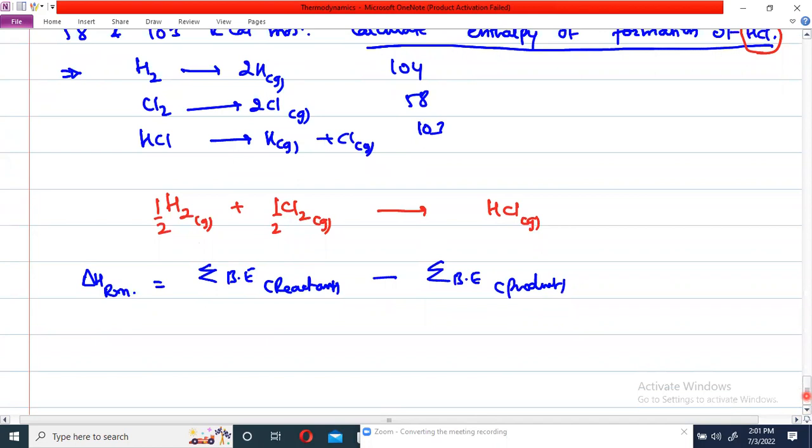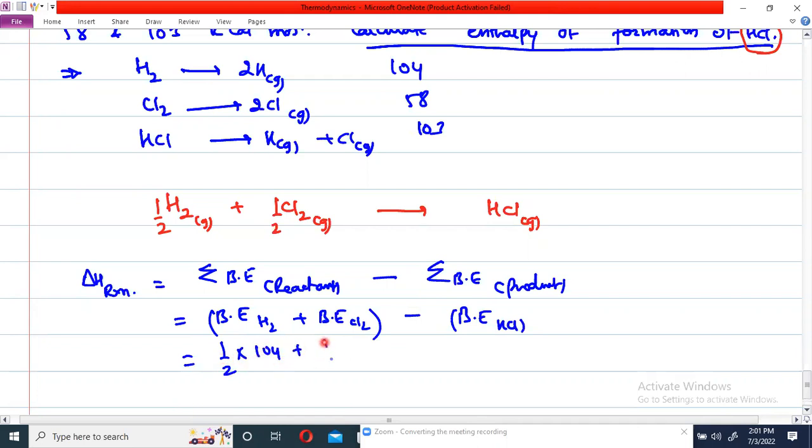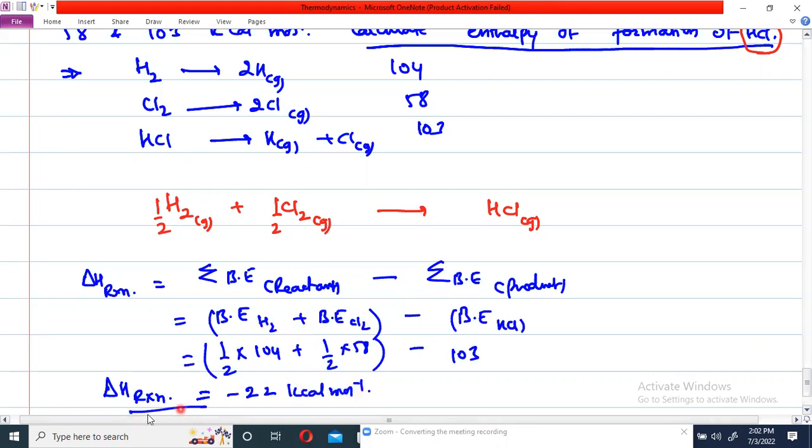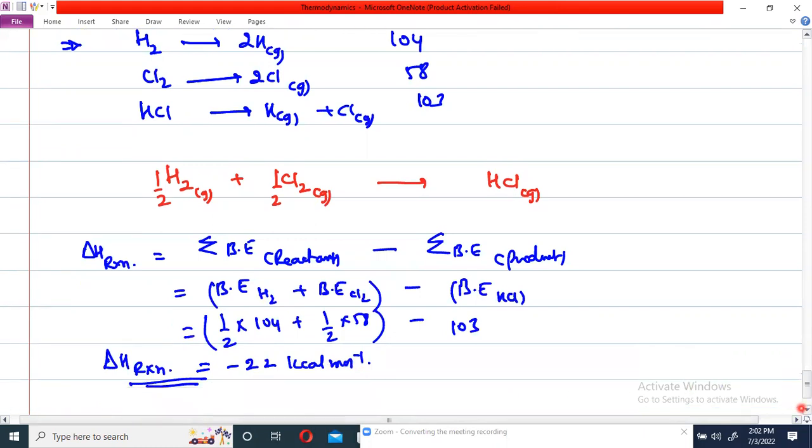What is the reactant we are having? Reactant is hydrogen and chlorine. We are having the bond energy of H2 plus bond energy of chlorine minus bond energy of HCl. But H2 is how many mole? Half mole is given. So 1 by 2 into 104, and chlorine also half mole, 1 by 2 into 58, minus it is 1 mole, 103. You solve it, you are able to get the delta H, heat of reaction value. It is equal to somewhere minus 22 kilocalorie per mole.